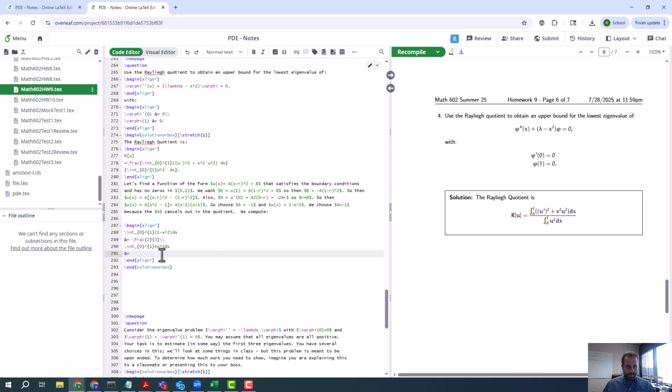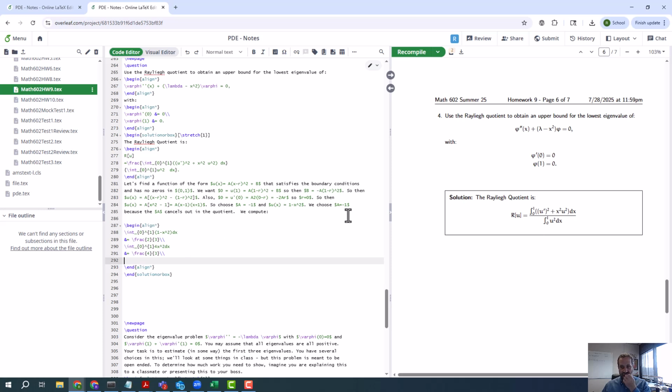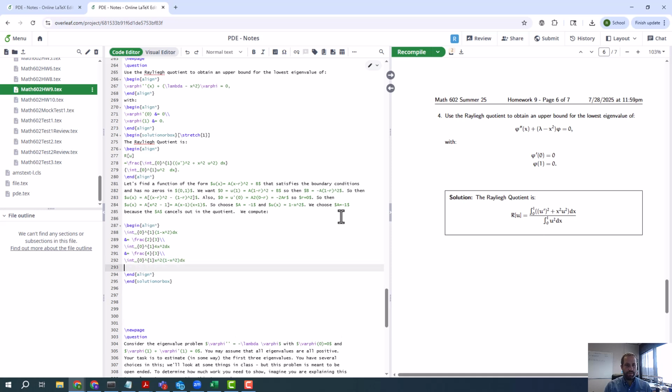Well, x squared going from 0 to 1 is 1/3. We just did that. We multiply it by 3, we get 4/3. Okay, and now the last one is going to be kind of the annoying one, only because it's not going to give us a third. It's going to be x squared times u, so it's going to be x squared times 1 minus x squared dx.